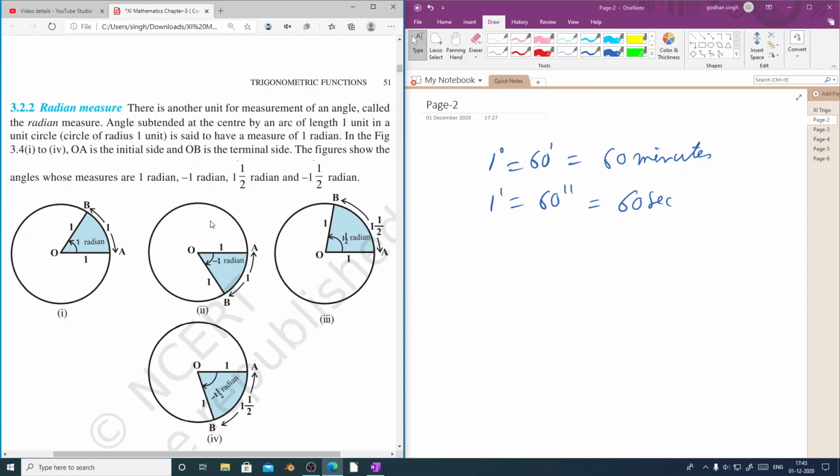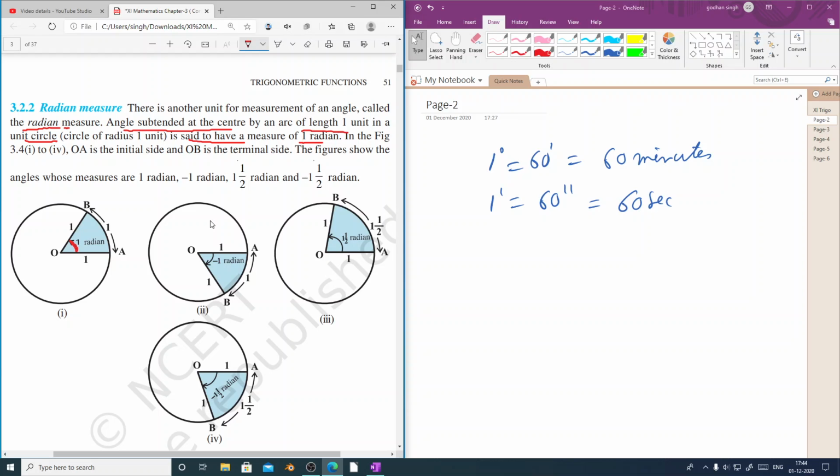Now radian measure. There is another unit for measurement of an angle called the radian measure. What is radian measure? The angle subtended at the center by an arc of length 1 unit in a unit circle is said to have a measure of 1 radian. So suppose here we have a unit circle. A unit circle means a circle whose radius is 1, and in that case the angle made by the arc at the center, between these two radii, that is this angle, is known as 1 radian when the radius is equal to 1 and the length of the arc is also equal to 1.